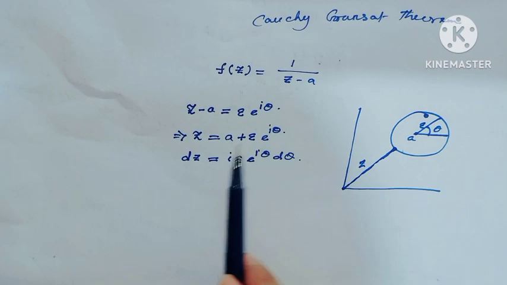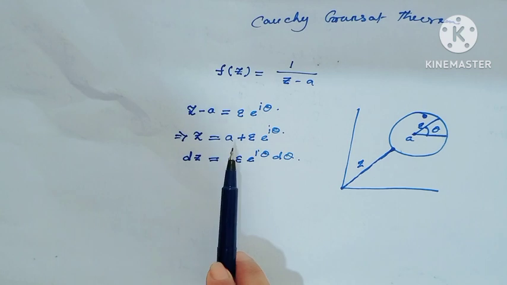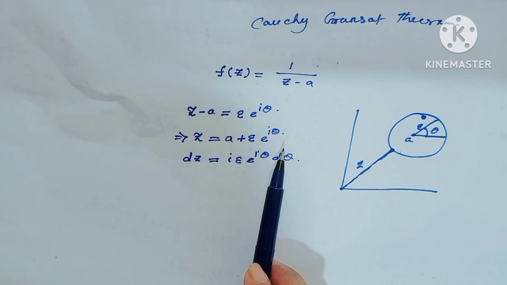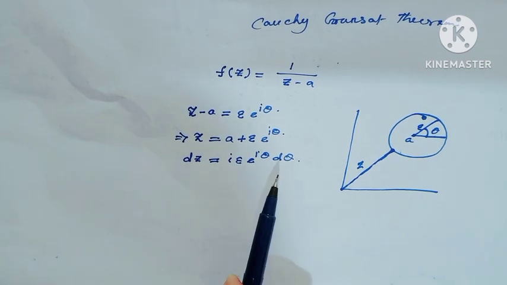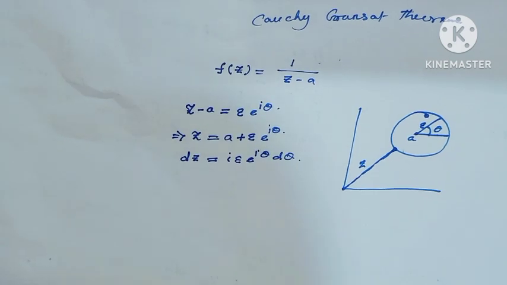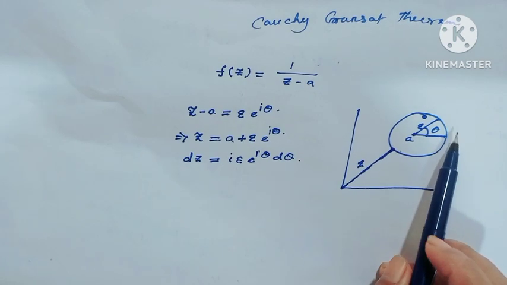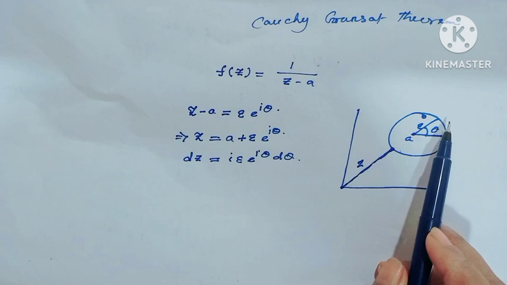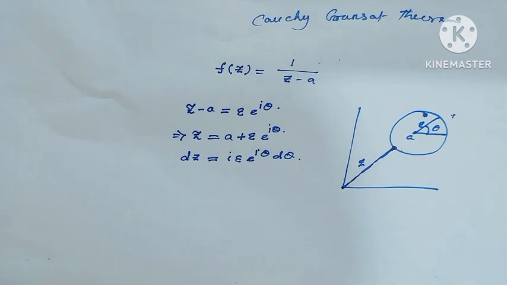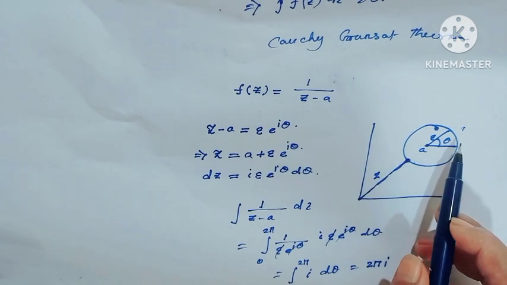Consider z minus a equal to epsilon e to the power i theta. Then that implies z equal to a plus epsilon e to the power i theta, and dz equal to i epsilon e to the power i theta d theta. When theta is changed, at some point it would be a plus epsilon, at some point it would be a minus epsilon. Hence for different values of theta, the value would be changed.